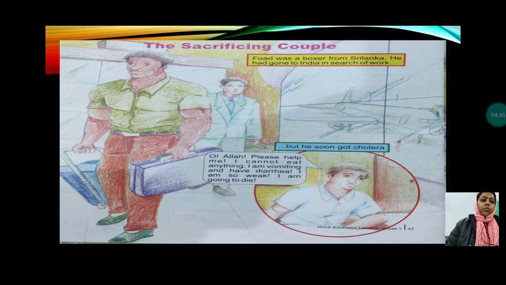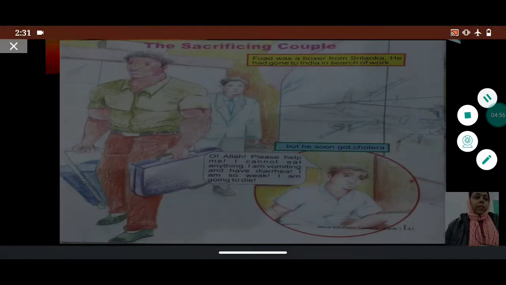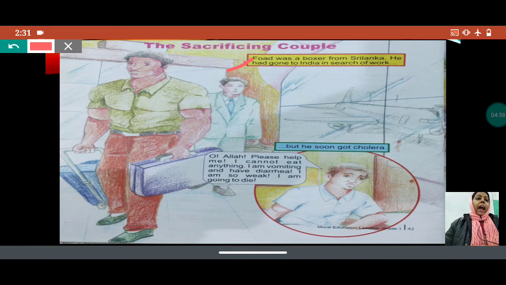Now there is a short story about a sacrifice. Let's read it. There was a person whose name was Foad, F-O-A-D. He was a boxer from Sri Lanka, and he had gone to India in search of work, but he soon got cholera. Now, what is cholera? Cholera is a disease. It is a bacterial disease causing severe diarrhea or dehydration, and it usually spreads in water.